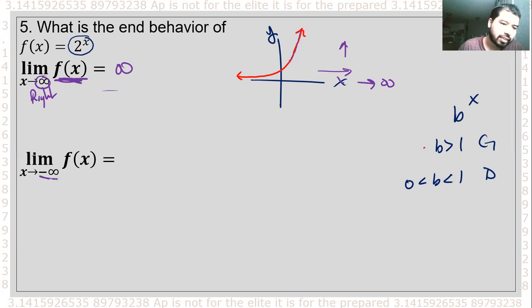Let's look at this one right here. As x goes to negative infinity, negative infinity is telling us it's going to the left.